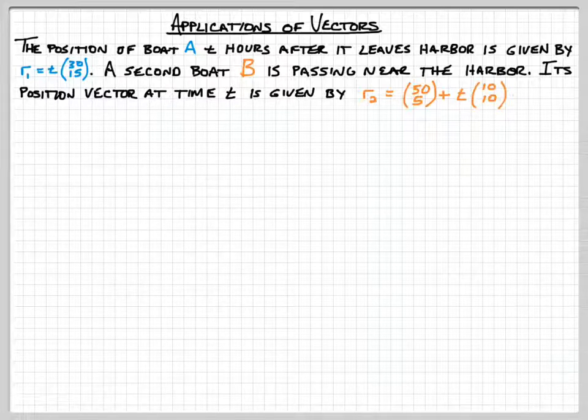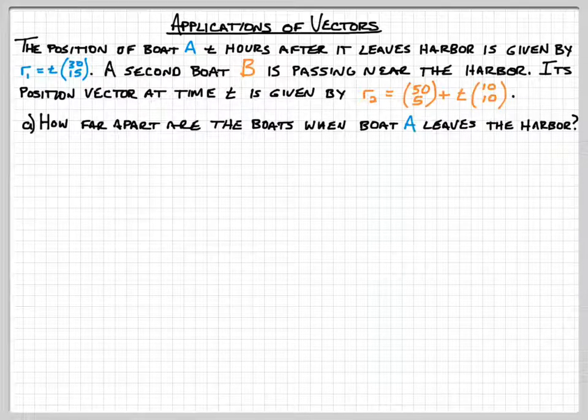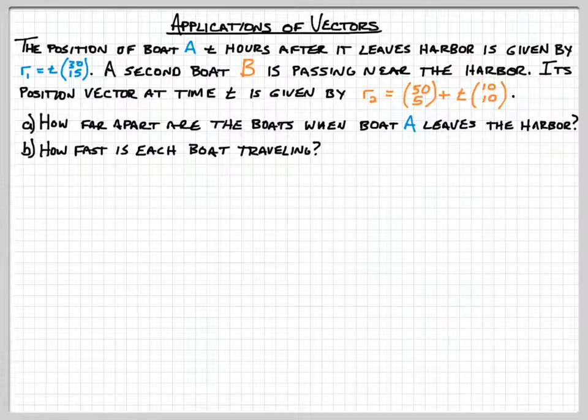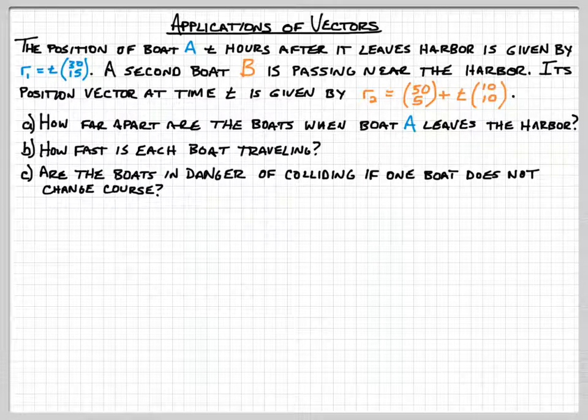So as we look at this, we're going to look at three different situations. We're going to look at A, how far apart the boats are when boat A leaves the harbor. We're going to look at how fast each boat is traveling, and then we're going to look at if the boats are in danger of colliding if one of them does not change course. So real drama in this problem, right? We've got to make sure that these boats don't crash. All right, so let's start with A.